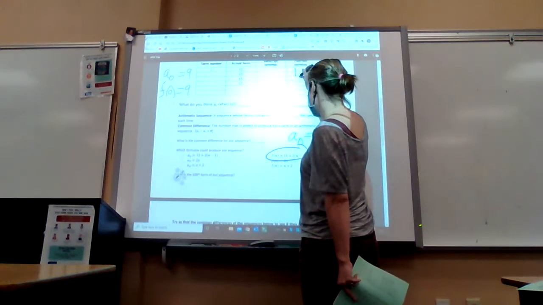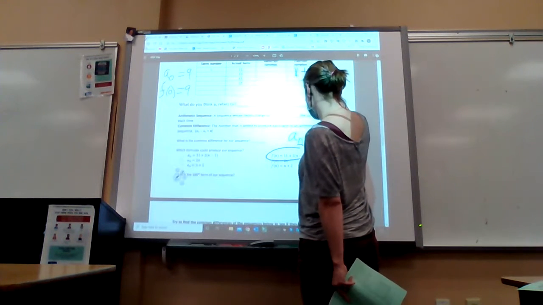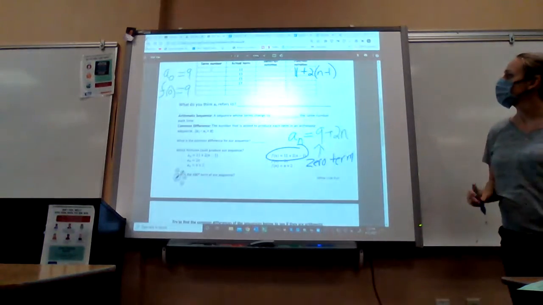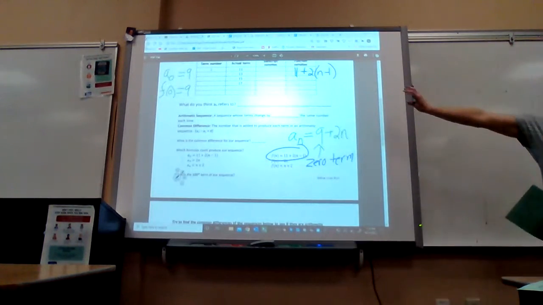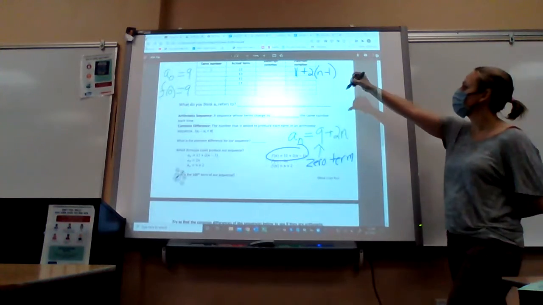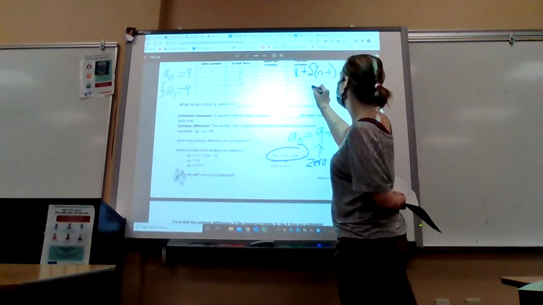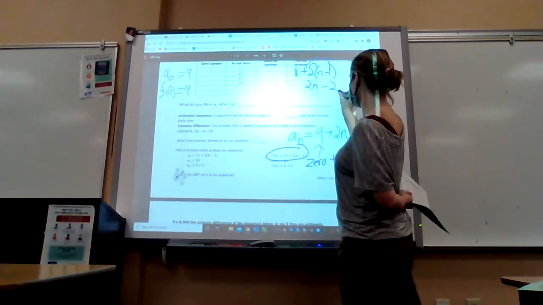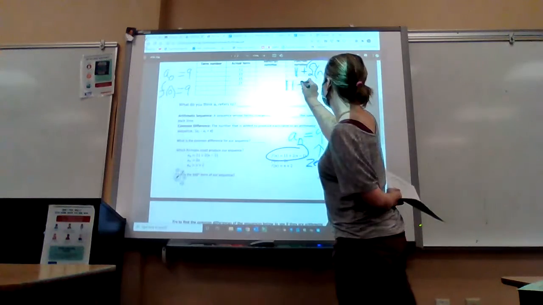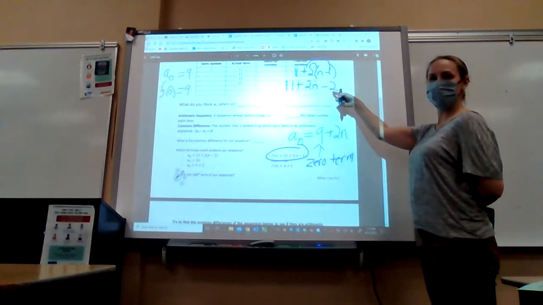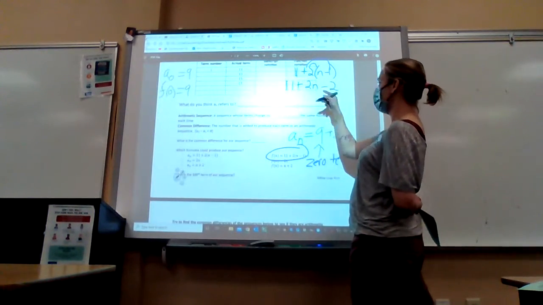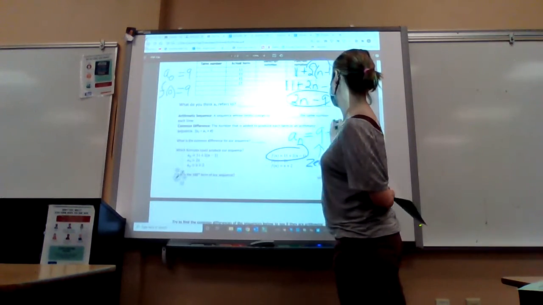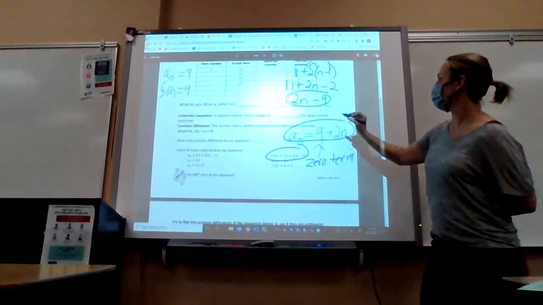I want you to look at this right here. That's 11 plus 2 times n minus 1, right? Let's simplify this. 2 times n is 2n. 2 times negative 1 is minus 2. 11 plus 2n minus 2. 11 and negative 2, that's going to be 2n plus 9, my bad.